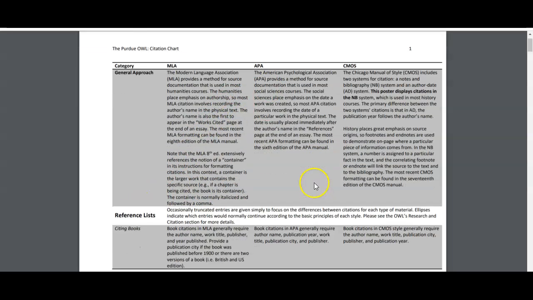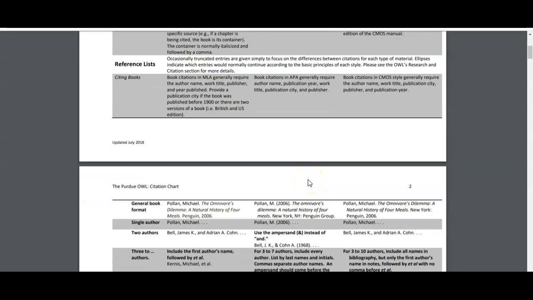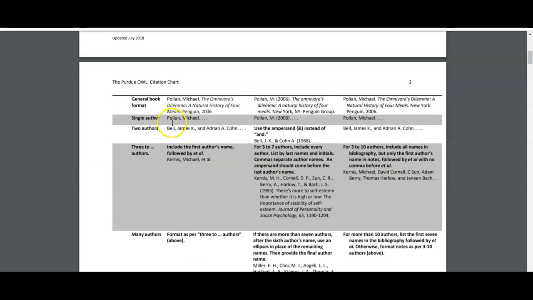So let's look here. First of all, they're looking at citing books. So typically when you are citing a book, you need the name of the author, when it was published, the title of the work, where it was published, and the publisher. So here is an example of a general book format.